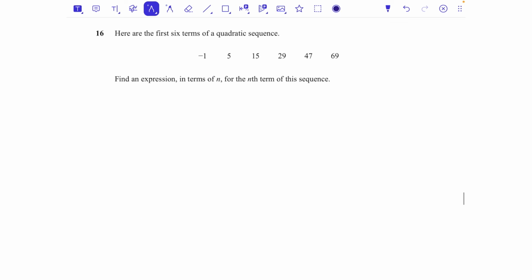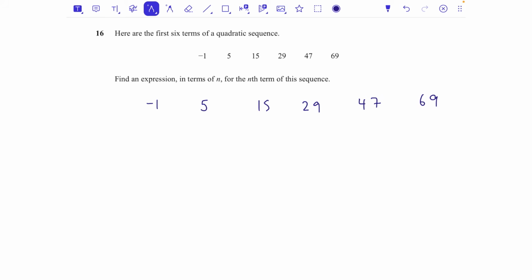Question number 16. Here are the first 6 terms of a quadratic sequence. Find an expression in terms of n for the nth term of this sequence. So I'm going to write it out a little bit bigger. Minus 1, 5, 15, 29, 47, 69.